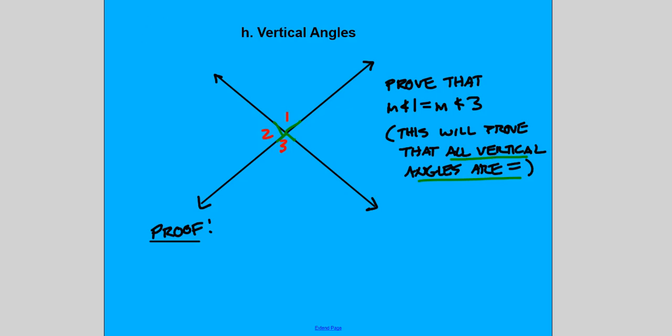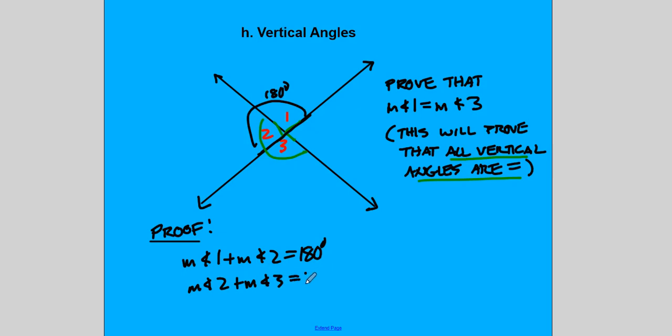Okay, so angles 1 and 2 form a linear pair. So therefore the measure of angle 1 plus the measure of angle 2 equals 180 degrees because they form a straight angle like that, and therefore that has to be 180 degrees. Notice that's also true though for angles 2 and 3. We know the measure of angle 2 plus the measure of angle 3 equals 180 degrees.